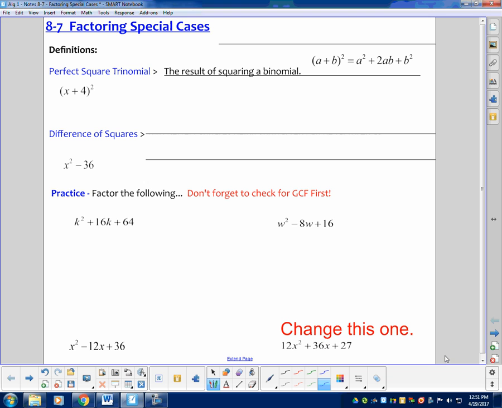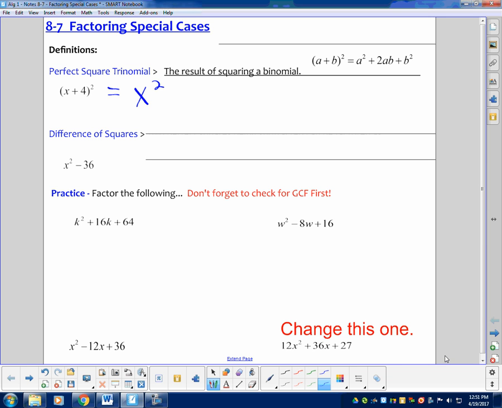But there's a trick for squaring a binomial. Here's the trick. See if you remember this. We square the first term. What's the first term of this binomial? X. So I square x. We square the last term and stick it on the end. Hook it on the end.